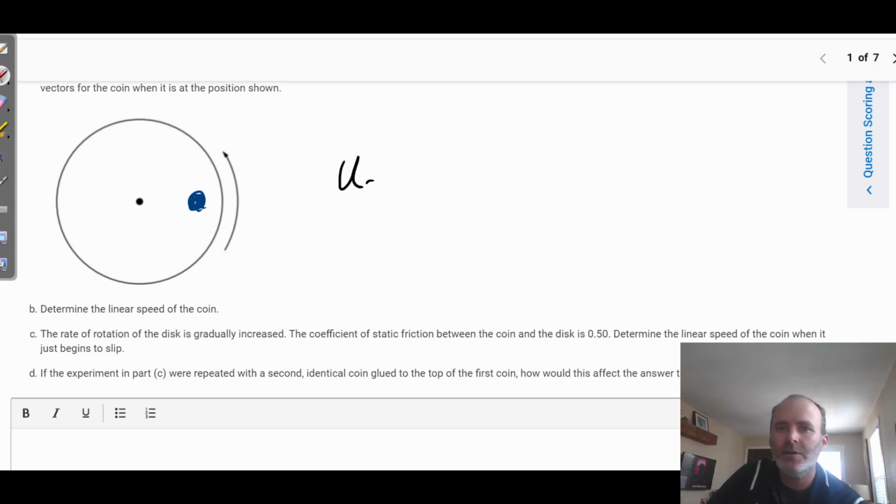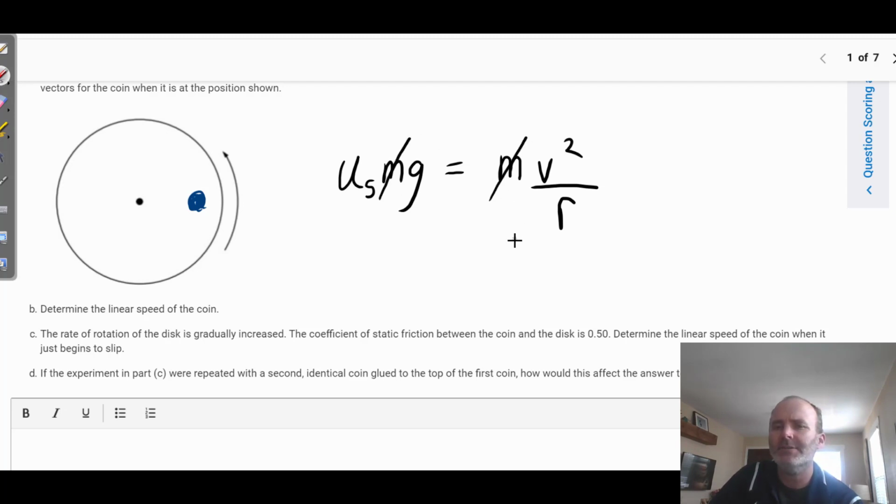So we had from above, μs mg and mv squared over r. So you can see, since mass is on one side of the equation, it cancels on the other side of the equation. So mass doesn't matter because they cancel each other out on both sides of the equation.